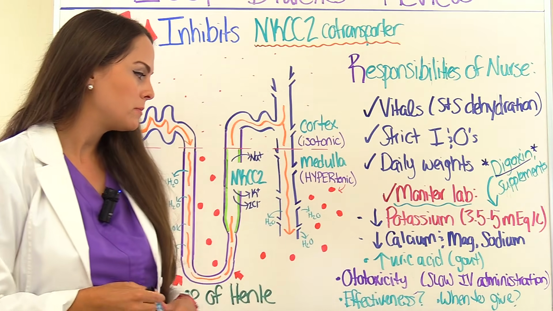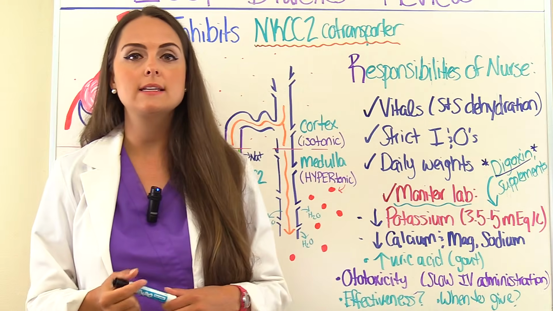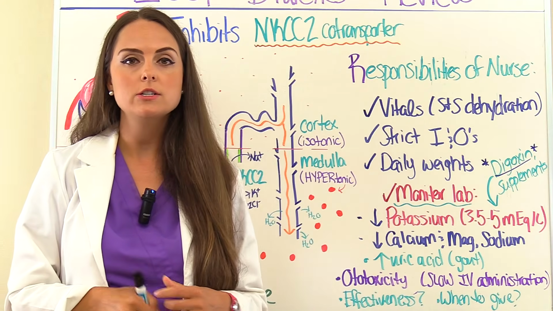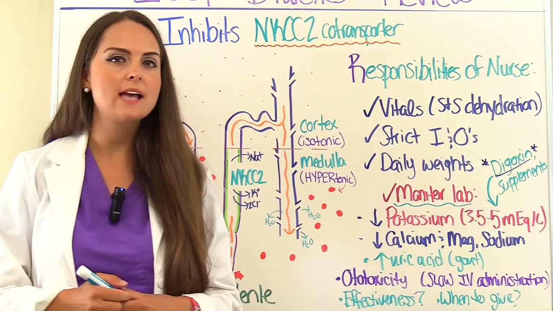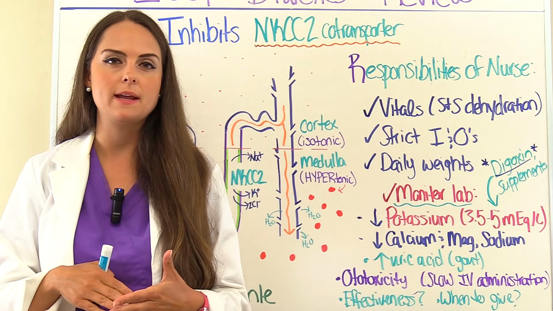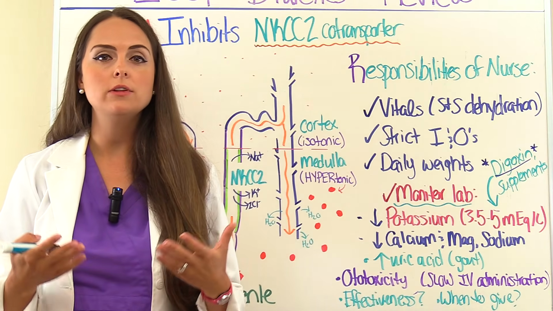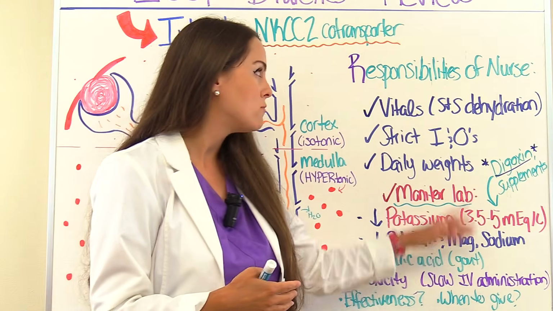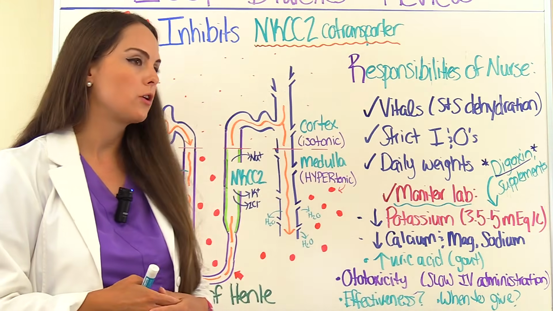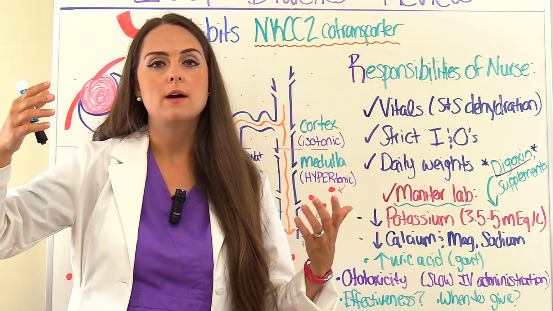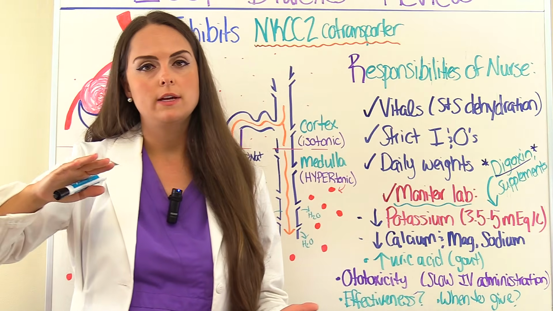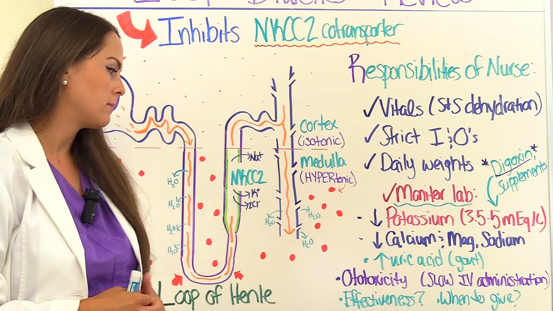And another thing I want you to remember is that loop diuretics can cause inner ear damage with a condition called ototoxicity. And as a nurse, how can you prevent this from happening? One way is slowly administering IV routes of loop diuretics. So when a patient is ordered IV Lasix or Furosemide, you want to give it slowly because we don't want to cause inner ear damage.